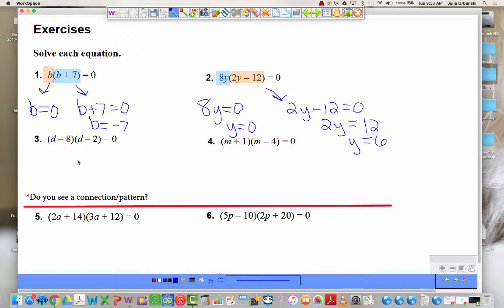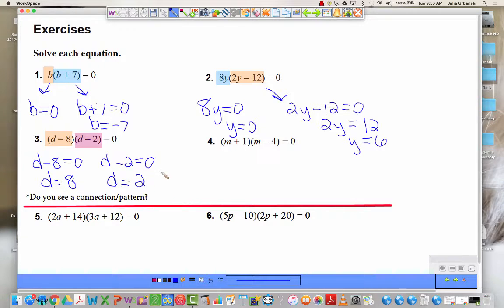All right, two more. The screen is messed up. d minus 8 and d minus 2. And what do these ones say? m plus 1 and m minus 4. Okay, there are two parts here. d minus 8 is one of them, and d minus 2 is the other. Both of those things have to be set equal to 0. d minus 8 equals 0, and d minus 2 equals 0. So from that, you can easily see what the two answers would be. What would this one be? 8, and what would this one be? 2. Good.